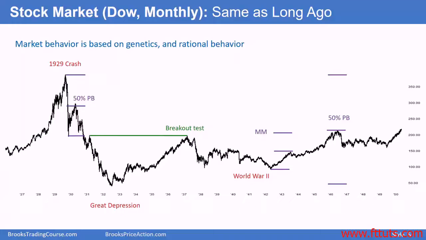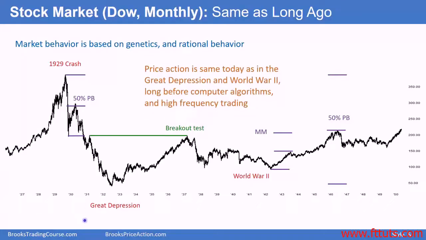And if you have enough traders participating, all behaving rationally and in their best interest, this is the outcome. A chart that makes sense, and it looks the same today as it did back then. Doesn't matter if it's the Great Depression, World War II. Long before there were computer algorithms and high-frequency trading, charts looked the same.